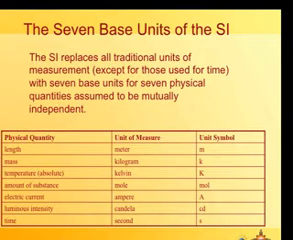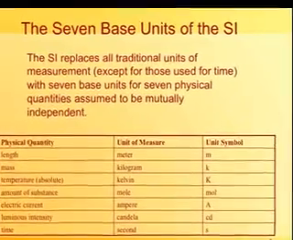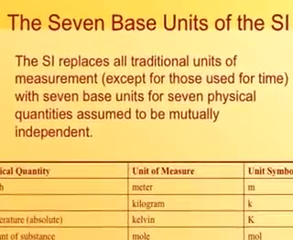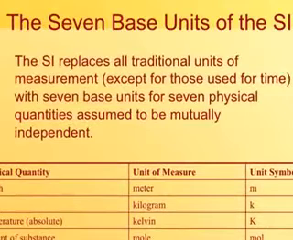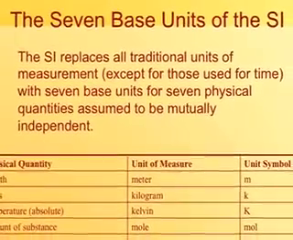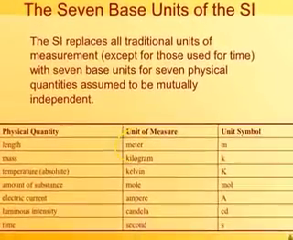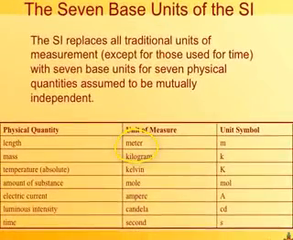7 base units of the SI system. So the SI system replaces all traditional units of measurement, except those used for time, with 7 base units for 7 physical quantities assumed to be mutually independent. So when you talk about something that has a length, the base unit is the meter. Everything's based on the meter, which is approximately a yard. A meter's a little bit longer than a yard, for those of you who really don't know what a meter is.